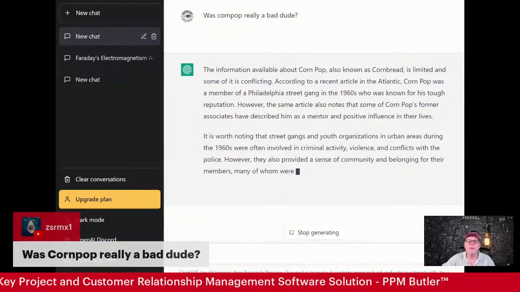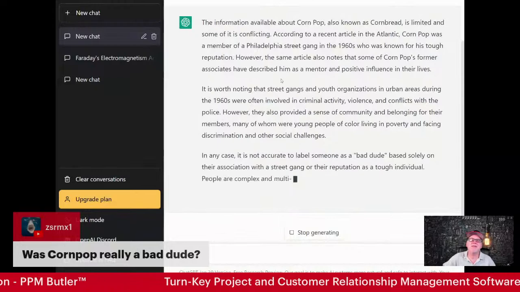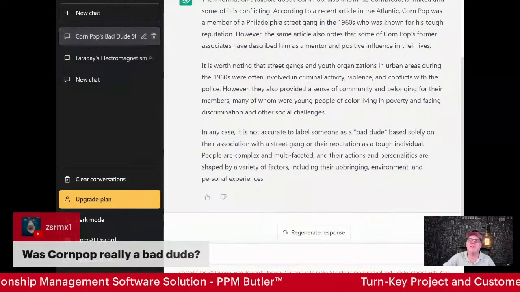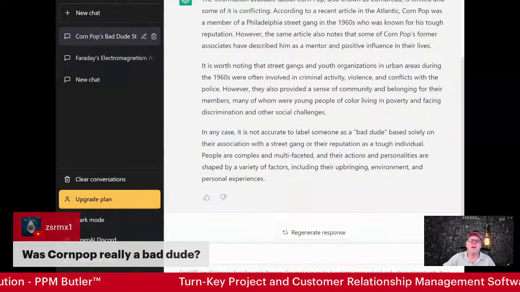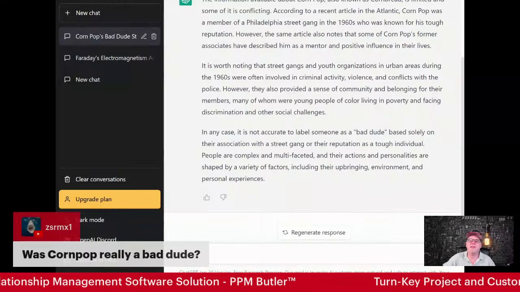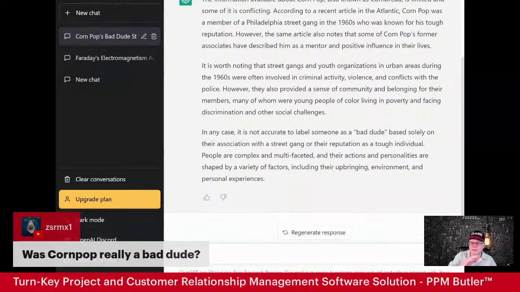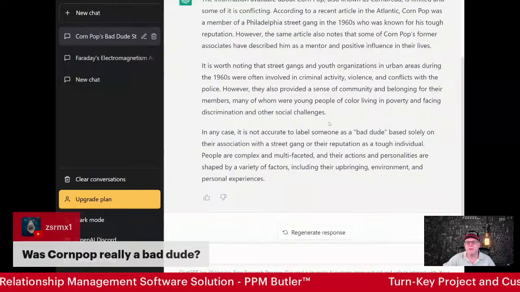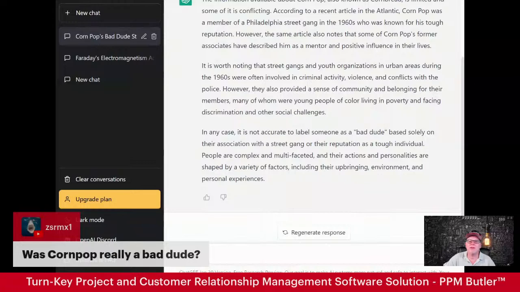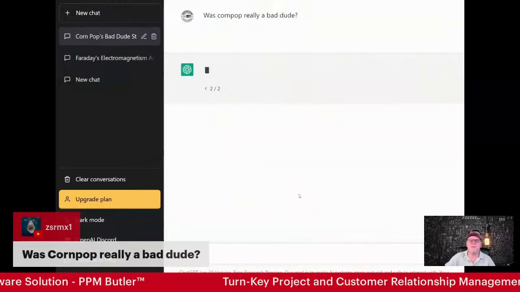So the information available about Corn Pop, also known as Cornbread, is limited, and some of it is conflicting. According to recent articles in the Atlantic, Corn Pop was a member of a Philadelphia street gang in the 1960s, who was known for his tough reputation. However, the same articles noted that some of Corn Pop's former associates have described him as a mentor and positive influence in their lives. I guess what's crazy about this is that there was actually somebody out there named Corn Pop, and it's not the one that the president was obviously probably talking about. It's worth noting that street gangs and youth organizations in urban areas during the 1960s were often involved in criminal activity, yada yada yada. So I guess he was a bad dude. So I want to do a regeneration and see if it says something else.